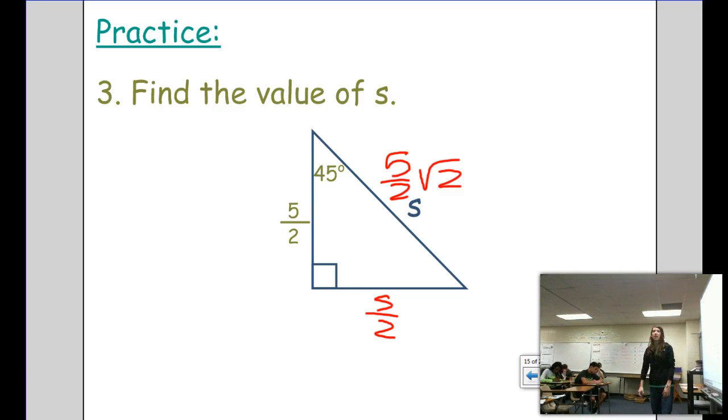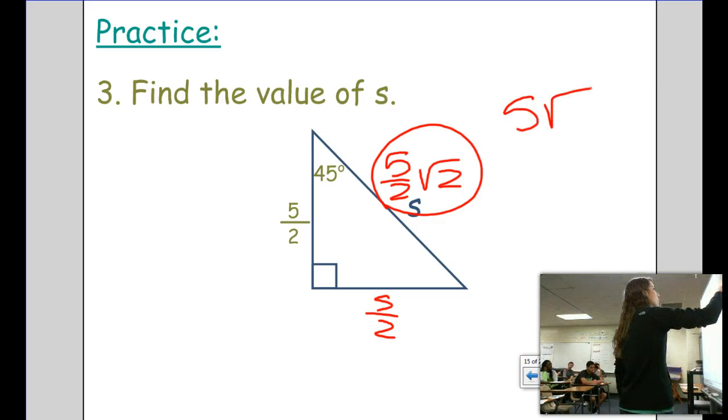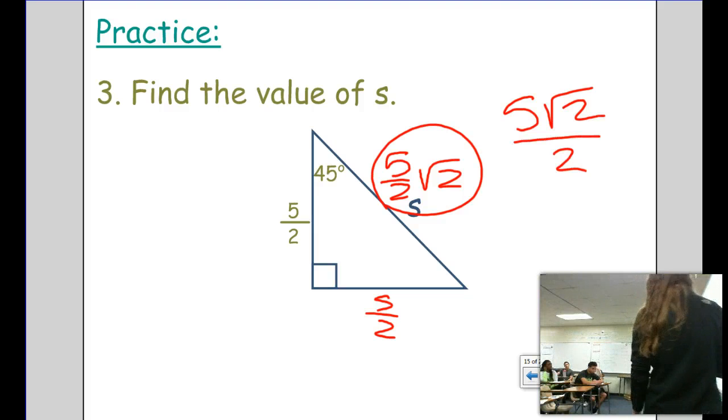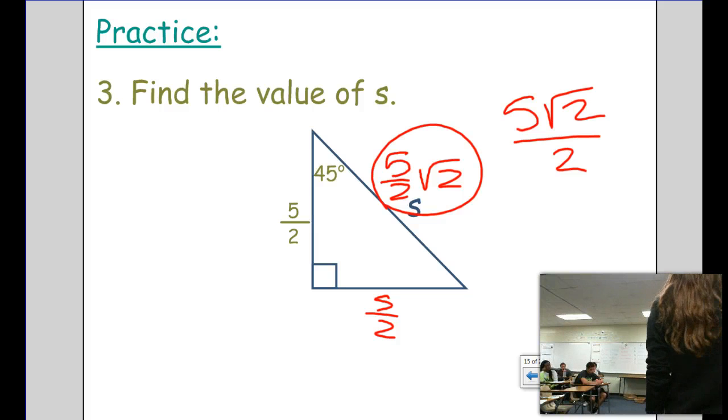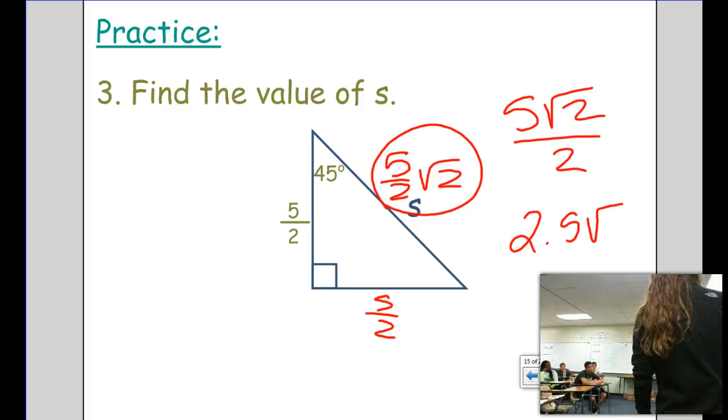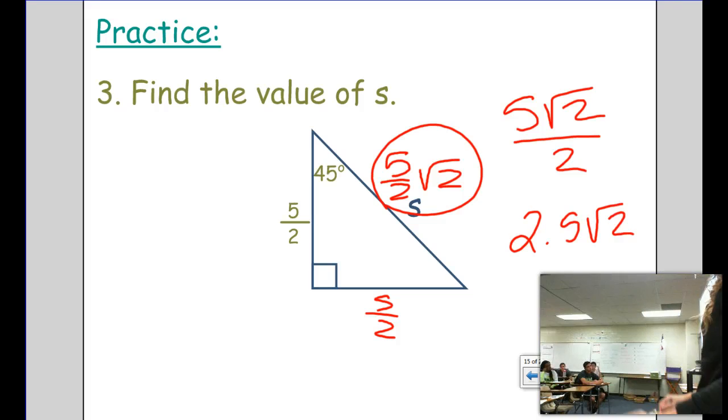You don't have to today until we get to a different example. So you simply take your leg and you multiply by root 2. You don't change your leg. It's still 5 halves. Another way to write this would be 5 root 2 over 2, if you were wondering. This goes in the numerator. Another way to write it would be 2.5 root 2, because 5 halves is 2.5. I'm just showing you different ways you might see it. I would probably do the next one. Yeah, it's prettier, huh?